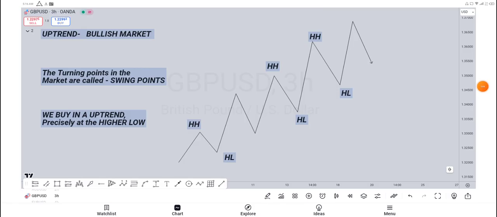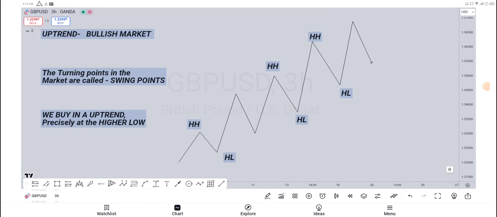Okay, now just like in the basic video, let's not forget we have 3 types of trends. We have an uptrend, we have a downtrend, and we have a sideways trend. Now, these trends are just simply market direction, just simply telling us where the market is heading.